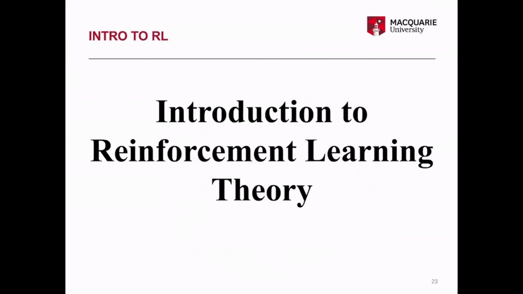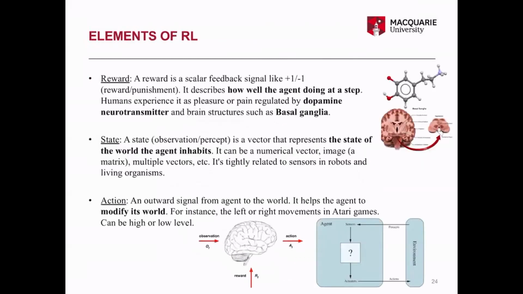Now let's talk about the theory of reinforcement learning. So there are three main elements in all reinforcement learning problems. We also have a biological equivalent of these. It's basically reward, state, and action.